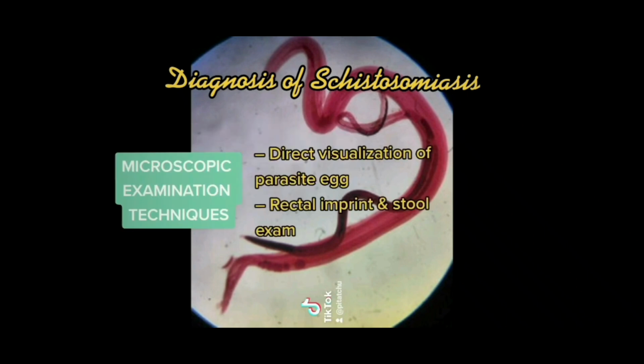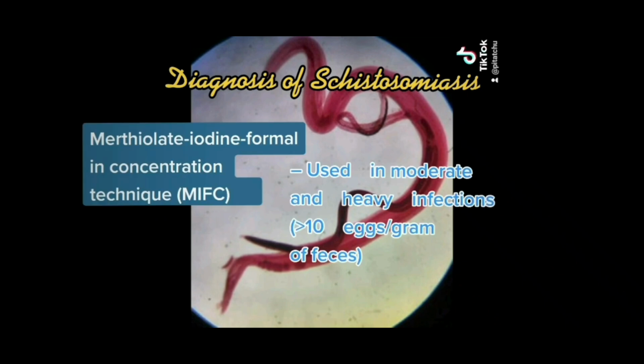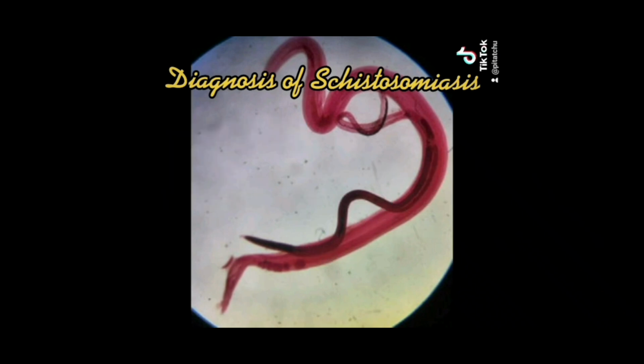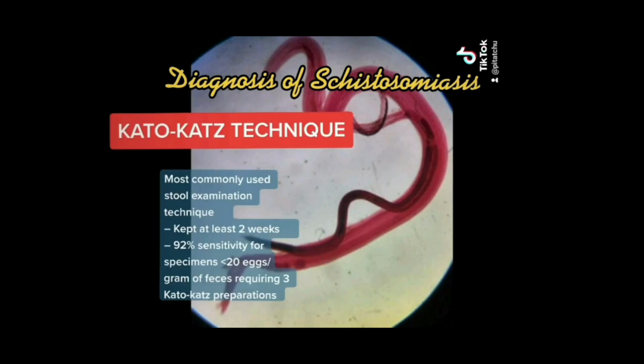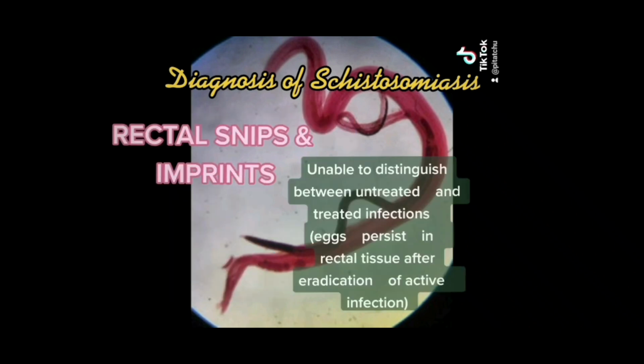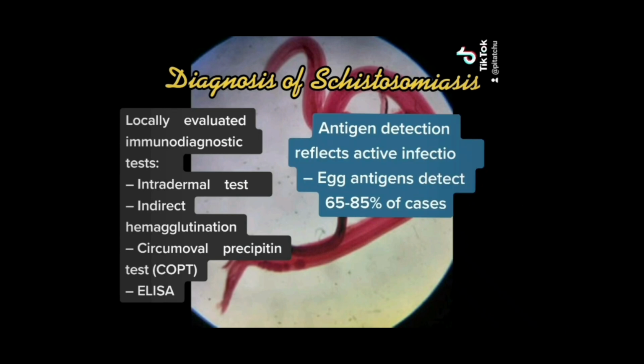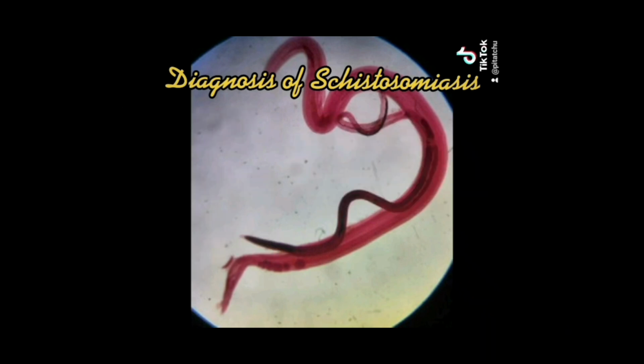Microscopic examination techniques are the most specific since these directly visualize the parasite egg. MIFC is used in moderate and heavy infections of greater than 10 eggs per gram of feces. Kato-Katz technique is considered the most suitable for quantification of eggs. Rectal snips and imprints are the most sensitive but most invasive. I will also flash some immunodiagnostic tests that could diagnose schistosoma. That's all! Till next time!